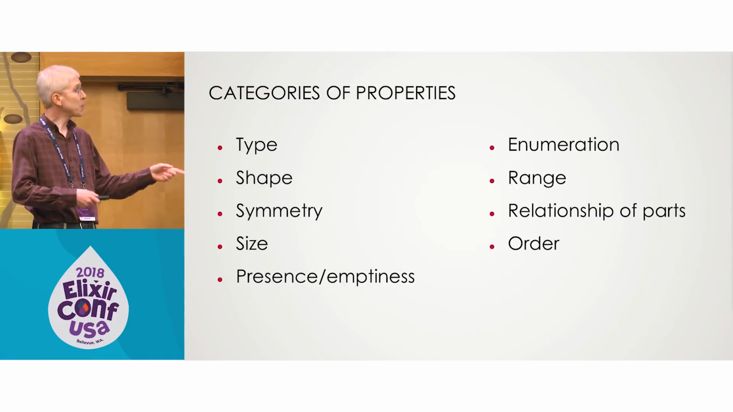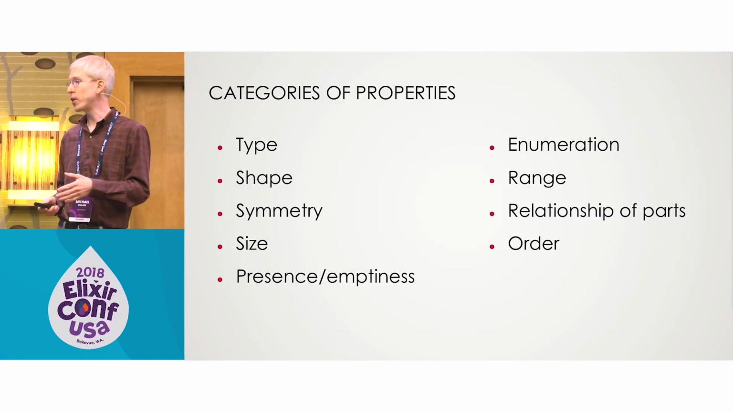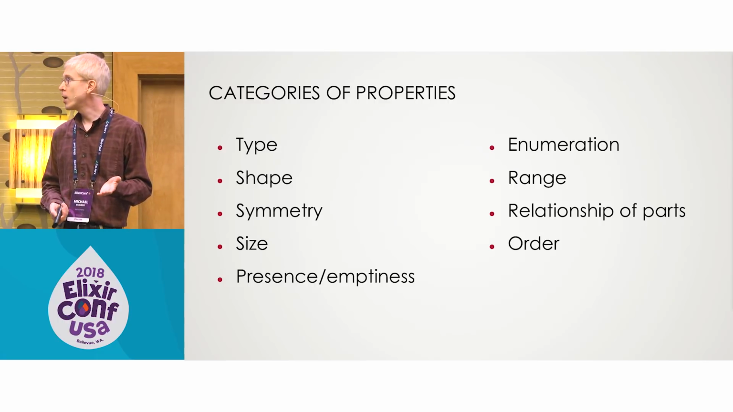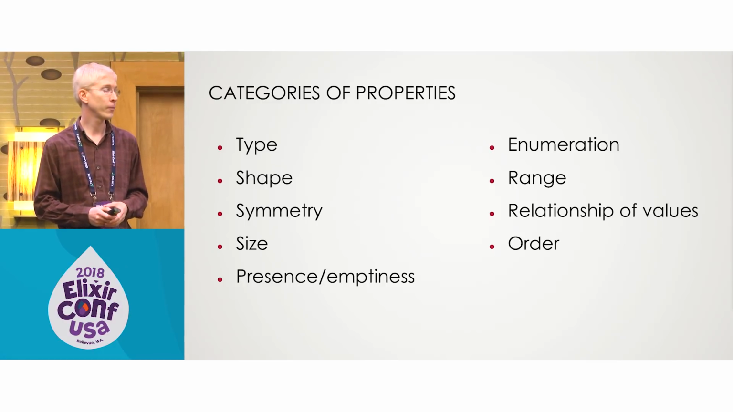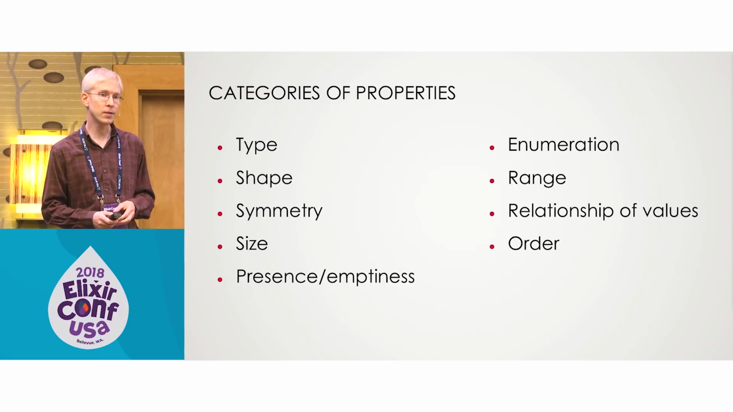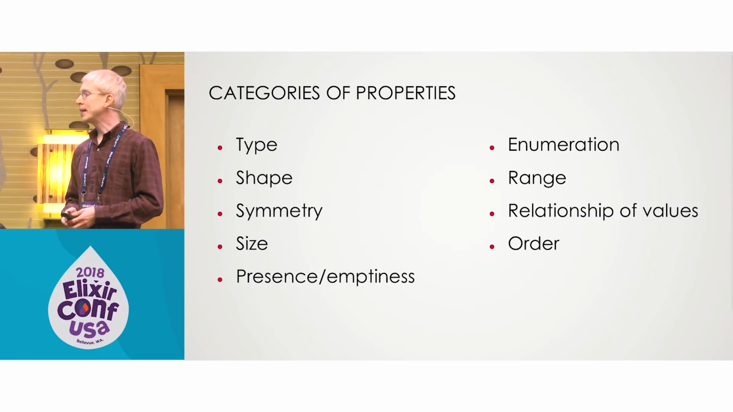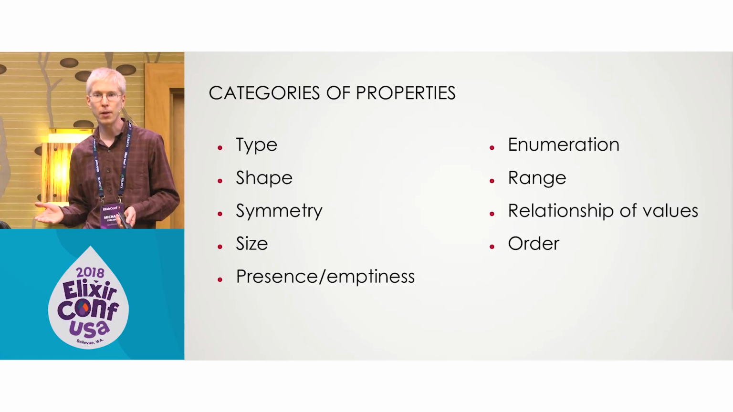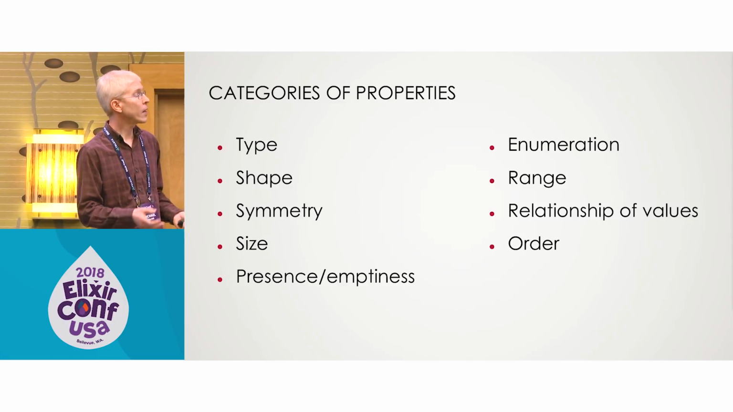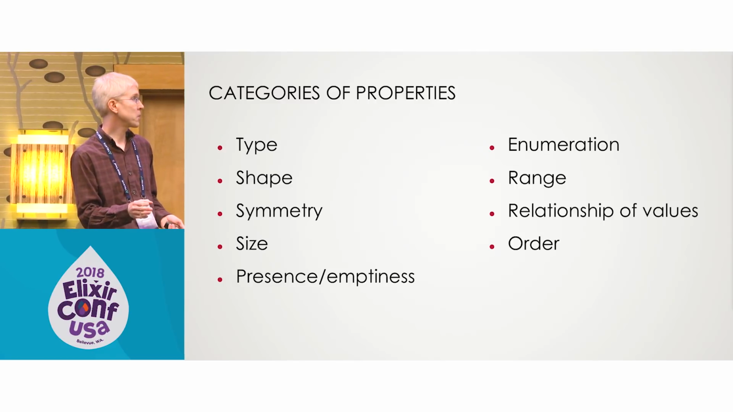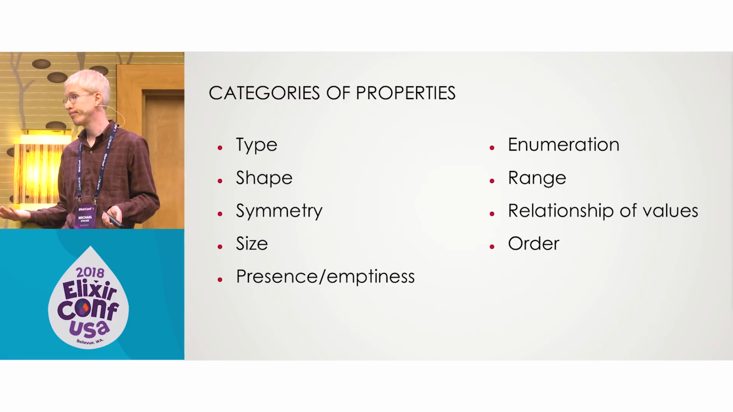Now, let's bring this back to programming. When you think of your functions, and you think of what your functions should return, you're going to see pretty much the same thing. I'd change the relationship of parts to relationship of values, because that's what we work with in programming. But the potential categories of properties that apply to your functions are pretty much the same. Now, not all of these are going to apply to all of your functions. So, for example, order doesn't apply if your function just returns an integer.